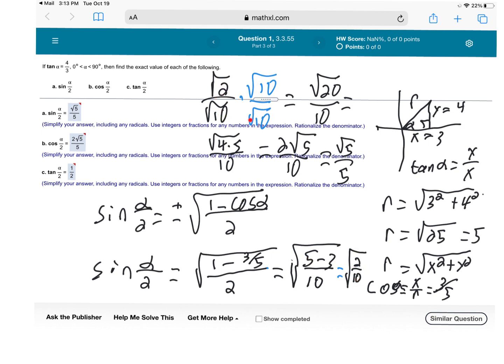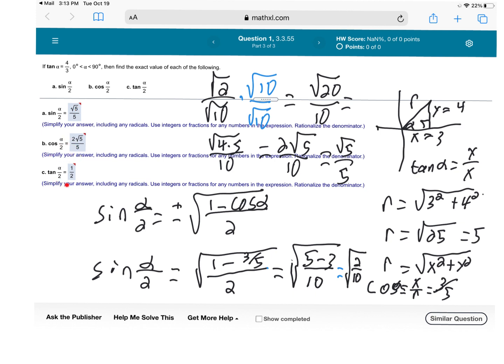Need to rationalize the denominator. Multiply by the square root of 10 over the square root of 10, that'd be square root of 20 on top. The square root times itself in the denominator is just the radicand, which is 10. And I need to simplify that. It simplifies to 2 square root of 5, and you divide out the common 2, and we get this answer you have here.